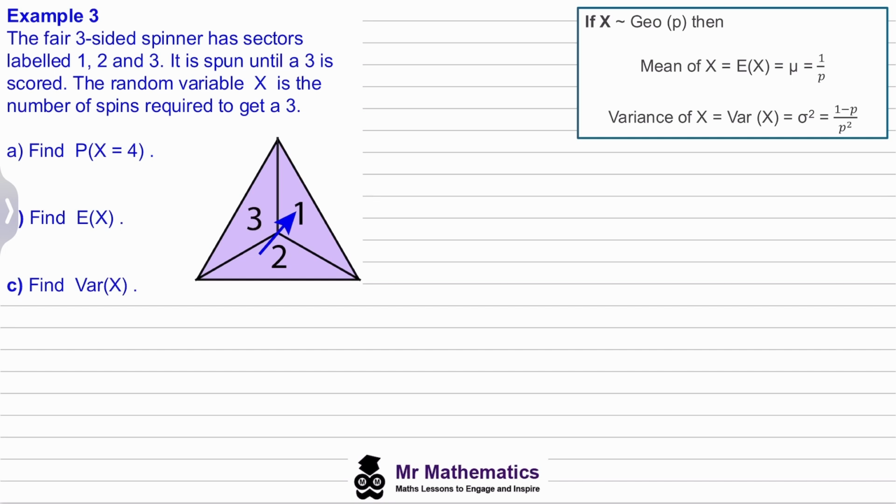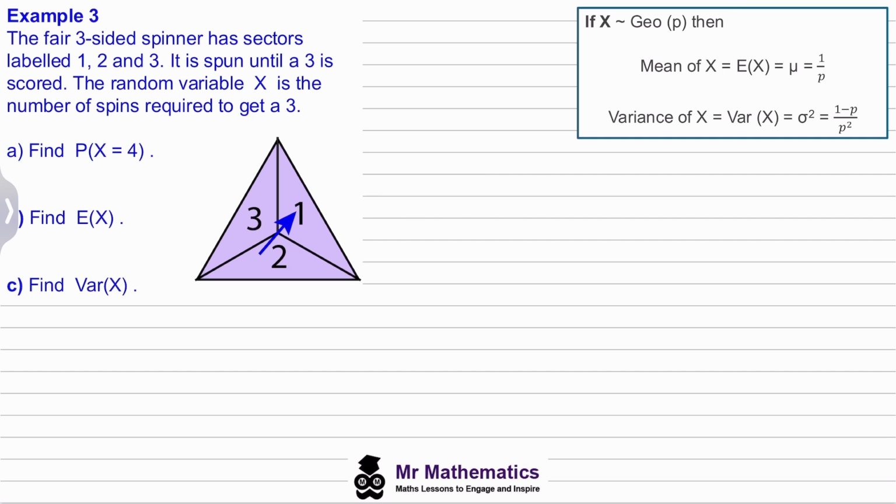Okay, let's try example 3. So in example 3, we're told that the fair 3-sided spinner has sectors labelled 1, 2, and 3. It is spun until a 3 is scored, and the random variable x is the number of spins required to get a 3. If you want to try parts A, B, and C yourself, you can pause the video, and when you come back, we'll go through the solutions.